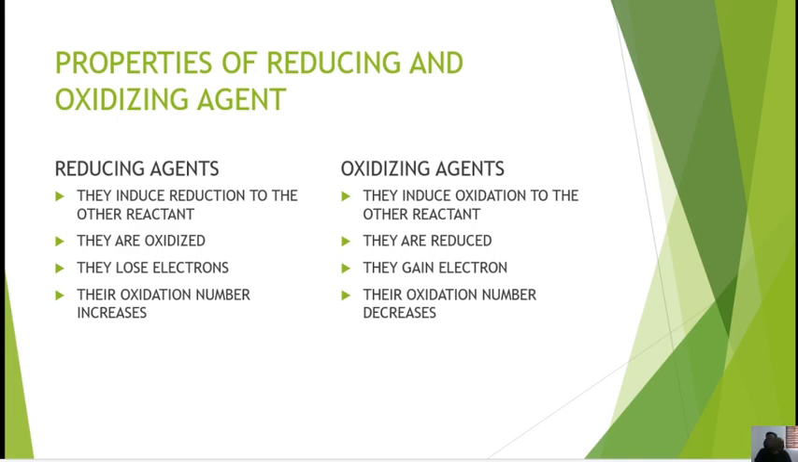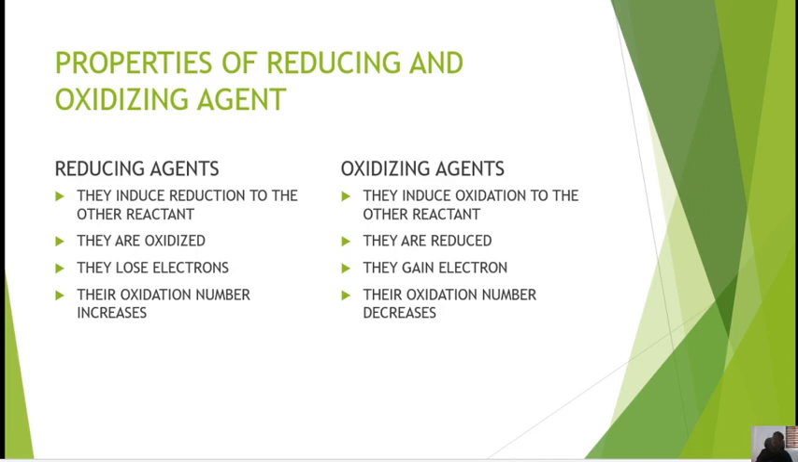Now, if you say that they are oxidized, and oxidation is the loss of electrons, remember our acronym, OIL RIG, oxidation is loss. So once a reducing agent is oxidized, it loses electrons. And a loss of electron would actually lead to an increase in their oxidation number. So these are the properties. Anytime you're answering a question with respect to reducing agents, feel free to always come back to this, look through them, and answer your question. With time, you get conversant with these things.